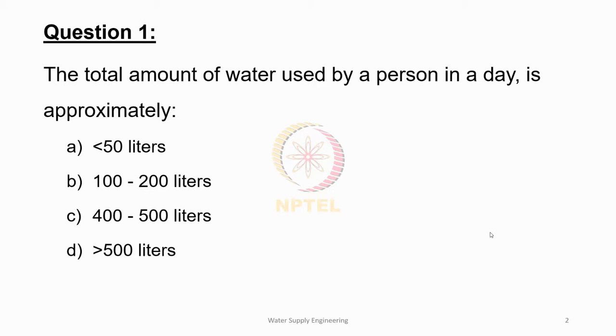So this is the first question for today. The total amount of water used by a person in a day is approximately: option A, less than 50 liters; option B, 100 to 200 liters; option C, 400 to 500 liters; option D, greater than 500 liters. So you can type in your answers in the chat box.